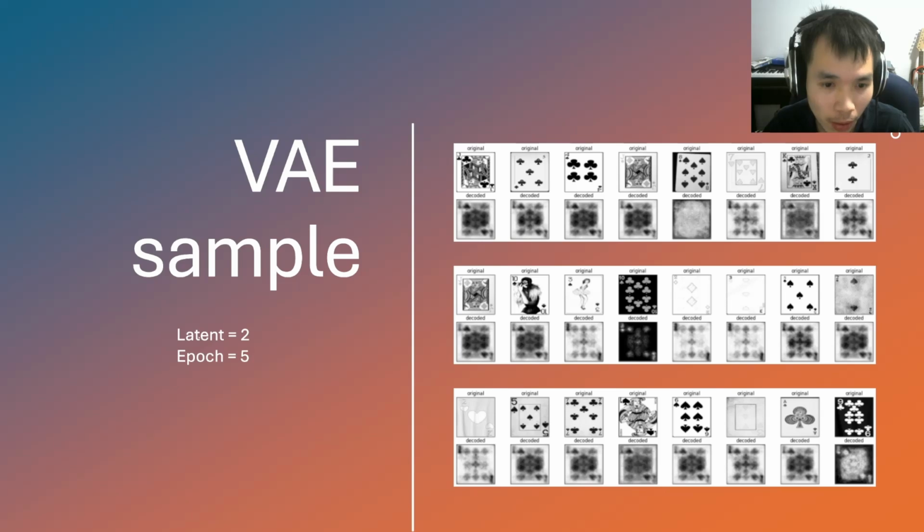And for the variational one, just only 2 latent variables and only 5 epochs. It's pretty decently able to get these black background cards here. However, it's not able to get the varying discrete cards here because it's only 2 variables, so they all look pretty much the same, just a bit different. That's why we should increase the latent variables.